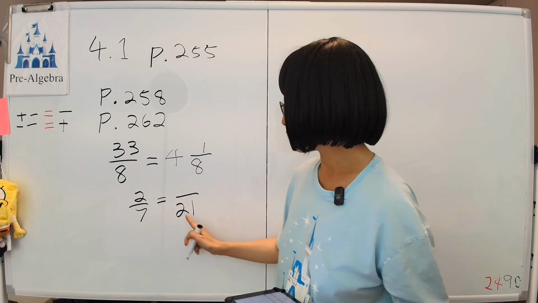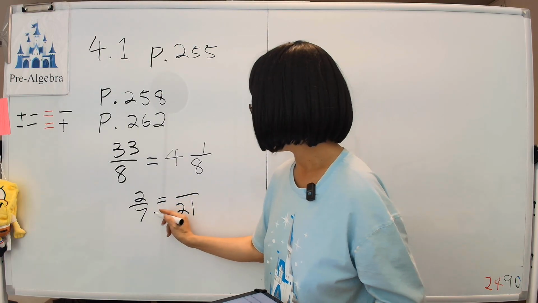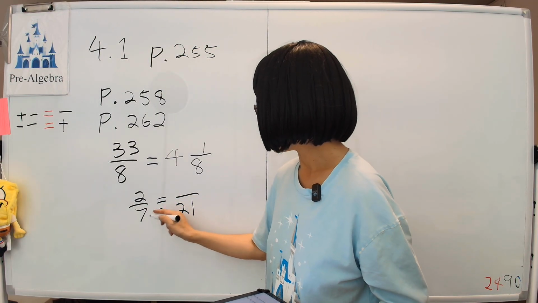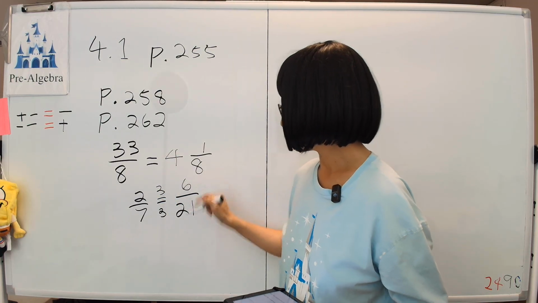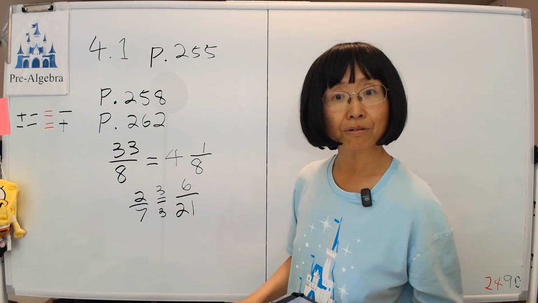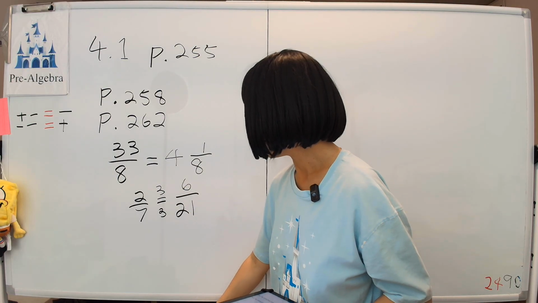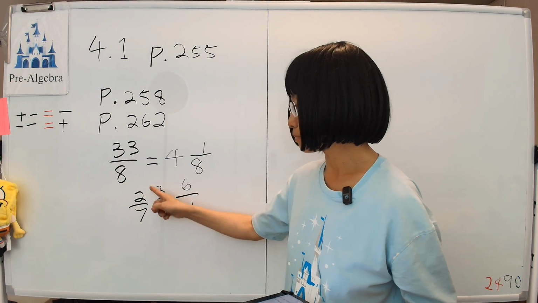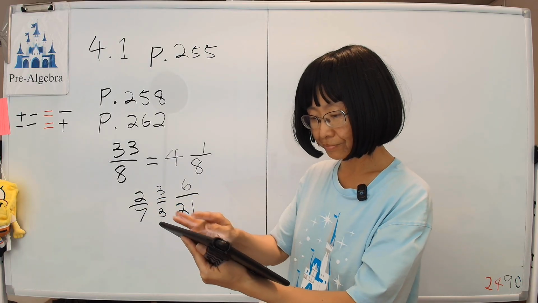So 7 times what equals 21? Well, that will be 3. So if we multiply by 3, top and bottom, then 2 times 3 will be 6. So these fractions will be equivalent because they are the result of the old fraction multiplying by the same thing, top and bottom. So that gets that. All right.